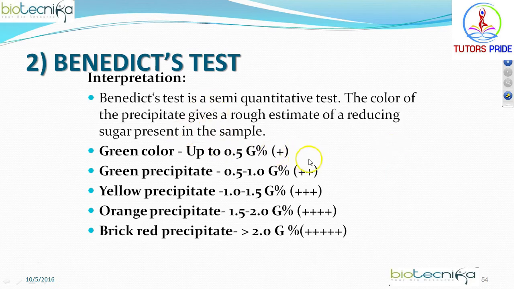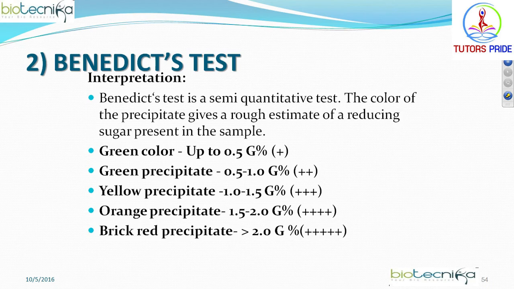Okay, interpretations: as I told you, Benedict test is a semi-quantitative test. The color of the precipitate gives a rough estimate of reducing sugar present in the sample. This Benedict test is meant for reducing sugar. Okay, and if a green color is obtained, we can say it contains 0.5% glucose. If a green precipitate is formed, we can say 0.5 to 1% glucose is present.